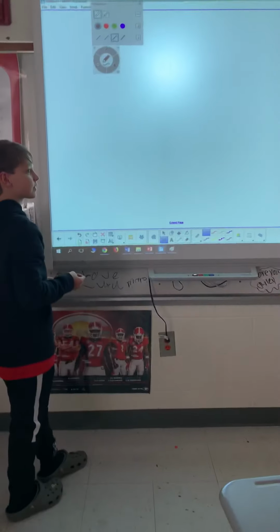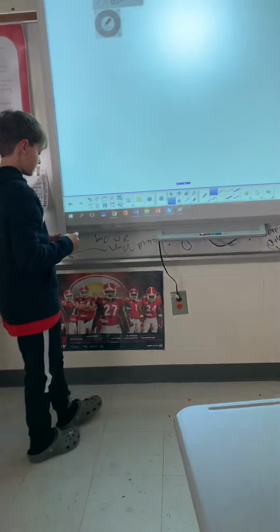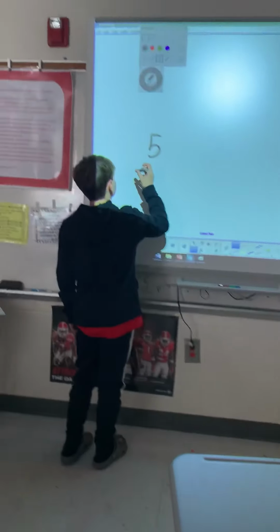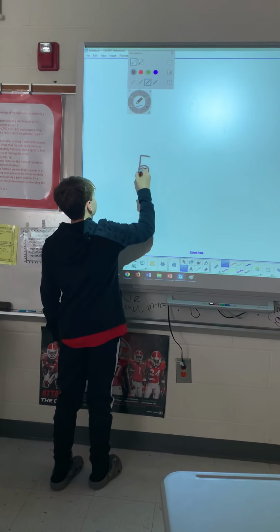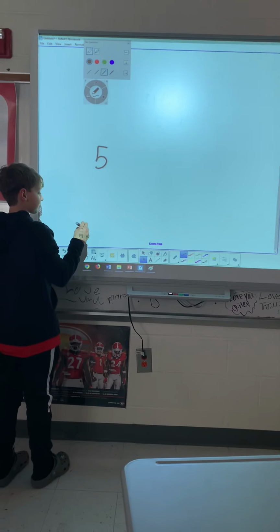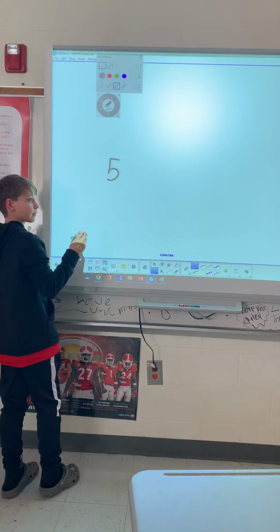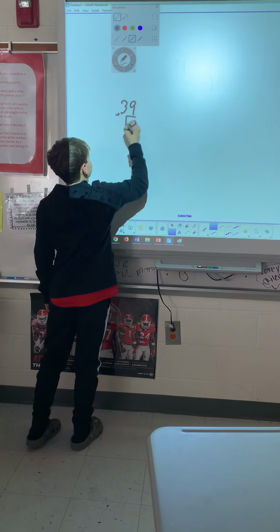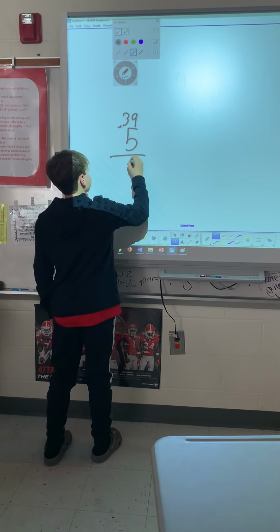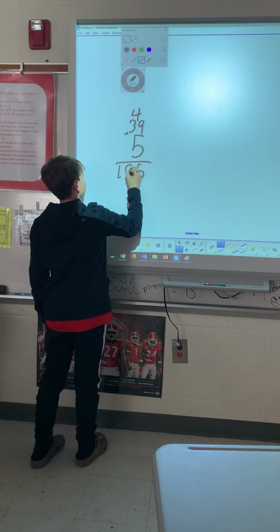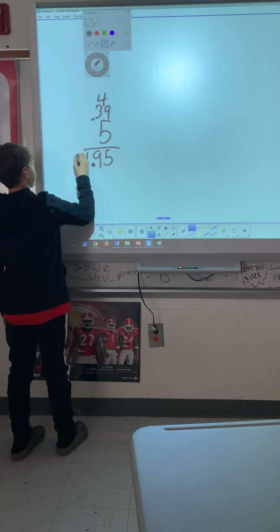The next one says Kiana bought 5 apples at the store, and each apple cost 39 cents. How much money did Kiana spend on apples? It says each. Remember, I like you to underline your word problems as key words. So each means we're going to either multiply or divide. And since we don't know the total, that means we have to multiply. 39 cents times 5. Go over 2 places. It's $1.95.